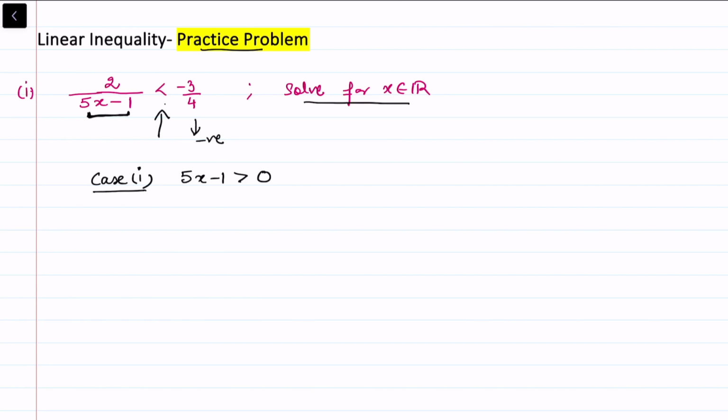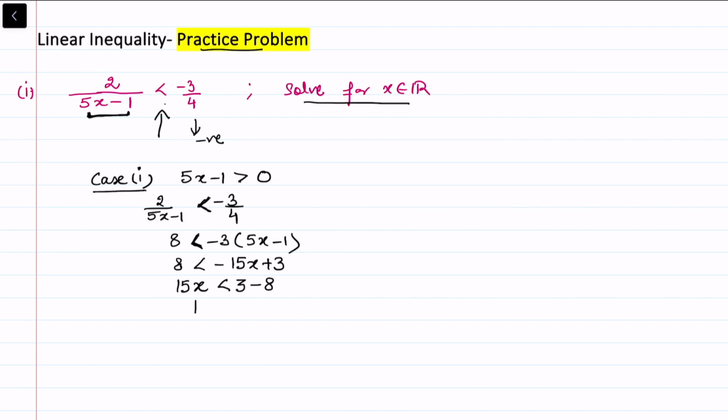If 5x minus 1 is strictly positive, then let us write the given inequality. And we can now cross multiply this. So we will get 8 less than minus 3 into 5x minus 1. In this case, the inequality sign remains less than because 5x minus 1 is positive. So 8 less than minus 15x plus 3. Take 15x on the other side, less than, bring 8 on this side, 3 minus 8. So this is 15x less than minus 5. So x is less than minus 5 by 15, or I can say x is less than minus 1 by 3. Now there are two conditions.